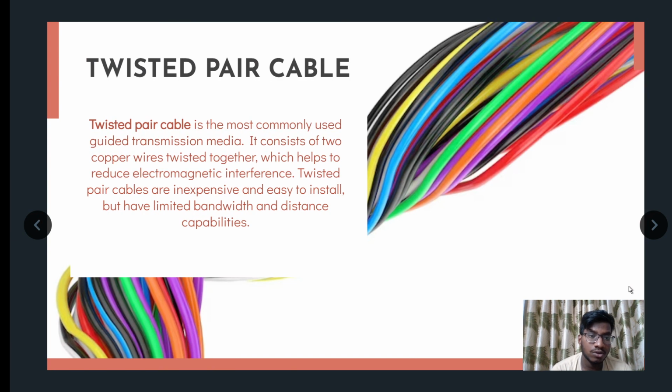So one of the most used is the twisted pair cable. It is the most commonly used guided transmission media. It consists of two copper wires twisted together, which helps to reduce the electromagnetic interference between them. Twisted pair cables are inexpensive and easy to install, but have limited bandwidth and distance capabilities.